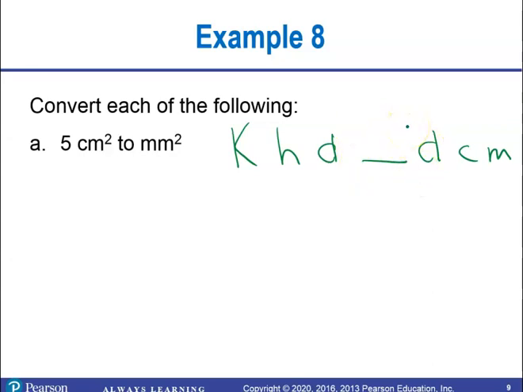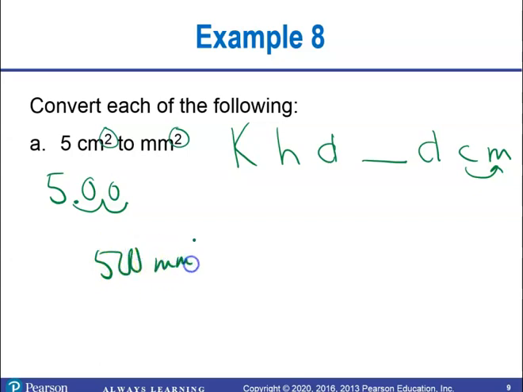But it's square units today, which means every time we move, that reminds us to count by 2s. So if I'm at centimeters, right over here, and I'm moving over to millimeters, that's just 1 jump, but it's by 2. So we're going to move 2 to the right. If I've moved my decimal to the right 2 units, I need to add 2 zeros. So this is 500 millimeters squared. Lovely, right? Fast, easy to do.